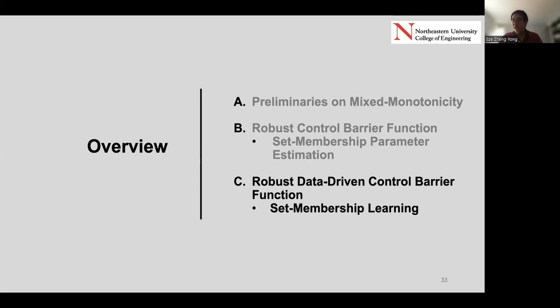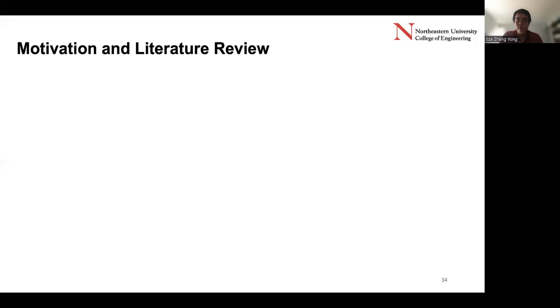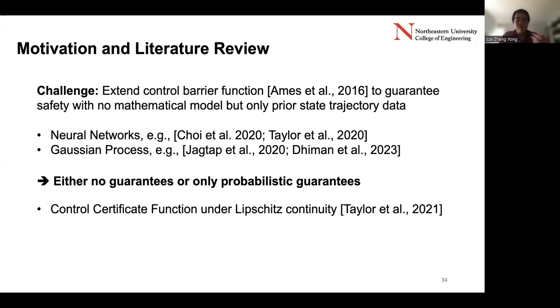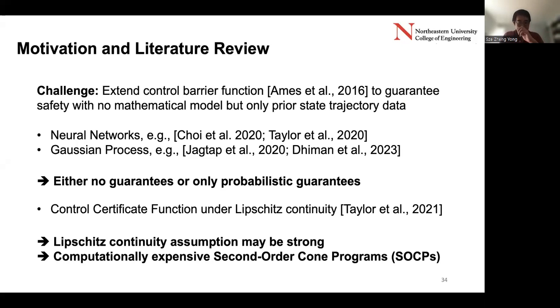The next part of the talk, which I will probably have to go through a bit quicker, is about the case where we don't know what the system is at all, but we have some data. There are methods that have been proposed using neural networks or Gaussian processes, but in general they either don't have guarantees or only have probabilistic guarantees. The exception is a specific paper shown here, but it assumes continuity assumptions that can be pretty strong, and it ends up with second-order cone programs that are computationally really expensive to implement.